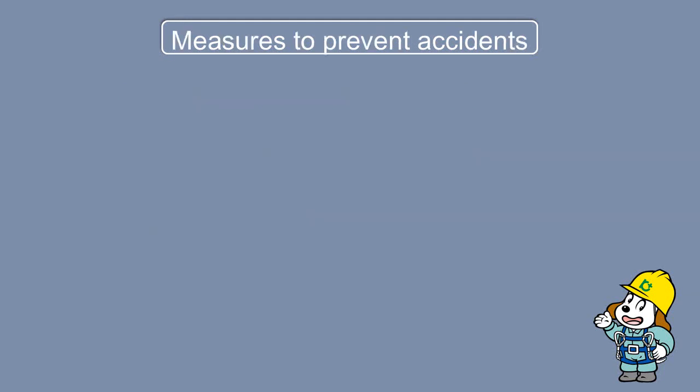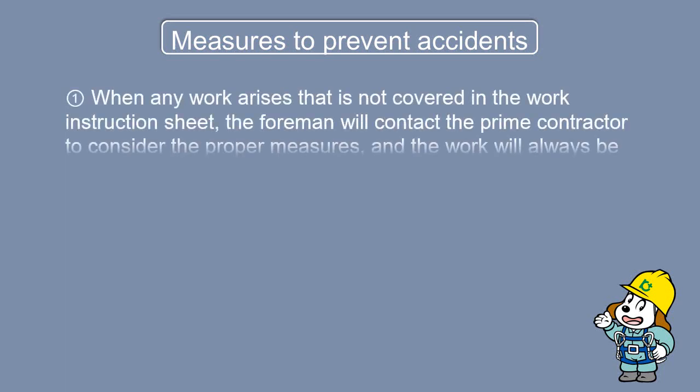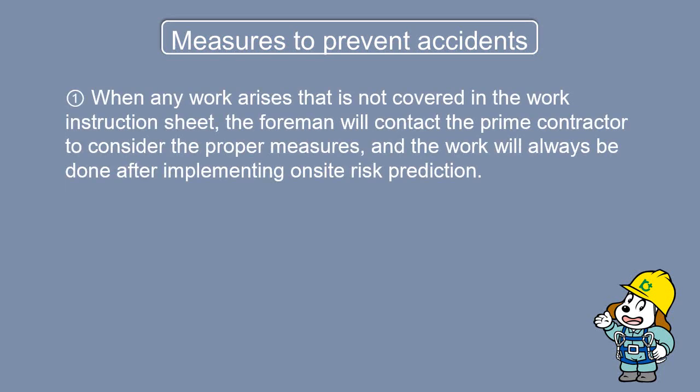Measures to prevent accidents. When any work arises that is not covered in the work instruction sheet, the foreman will contact the prime contractor to consider the proper measures. And the work will always be done after implementing on-site risk prediction.